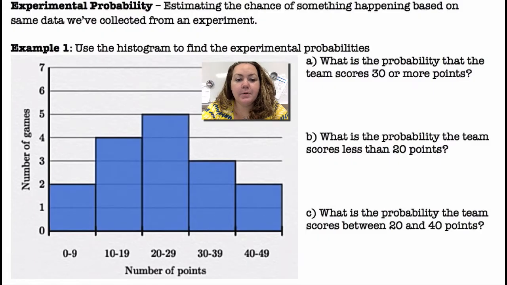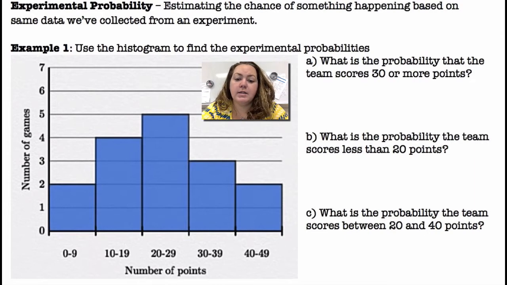Experimental probability is estimating the chance of something happening based on data we've collected from an experiment. So it's actually doing the game or the test, or whatever it is, to collect the data to see how many times that outcome occurred.